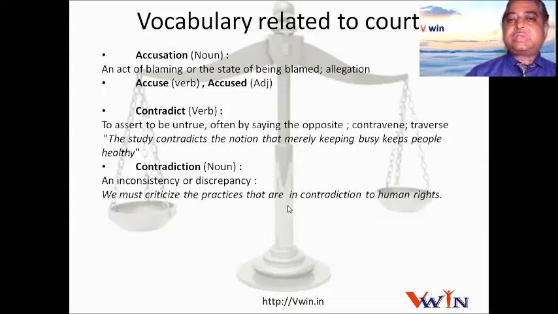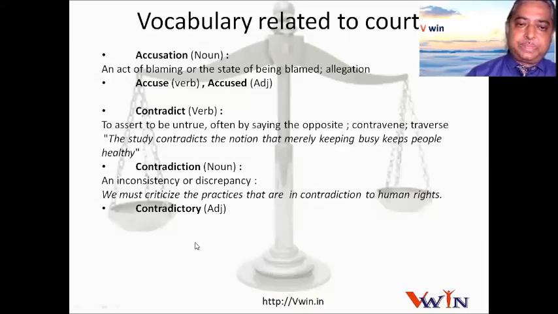We must criticize the practices that are in contradiction to human rights. I mean, the practices which are not consistent with human rights must be criticized. Contradictory is an adjective. For example, his brother's statement is contradictory to his statement. So it means that his brother's statement contradicts his statement.